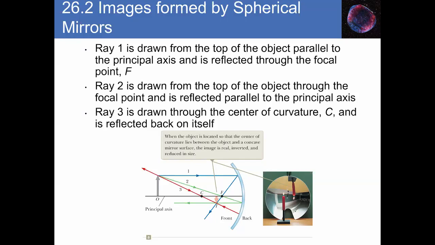So let's look at the next few slides. It pretty much goes over several cases that we can have for the concave mirrors. Here I have three rays that can be used to find the image position. You can see that ray 1, which is in blue, always starts from, by the way, all the rays will start with the tip of the arrow, because that is our object.